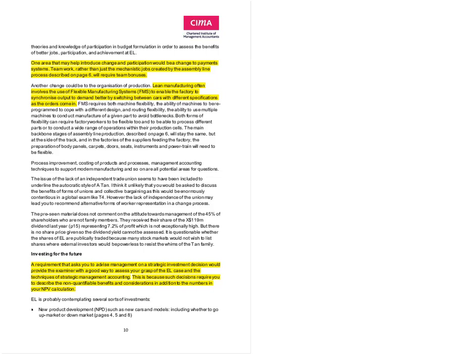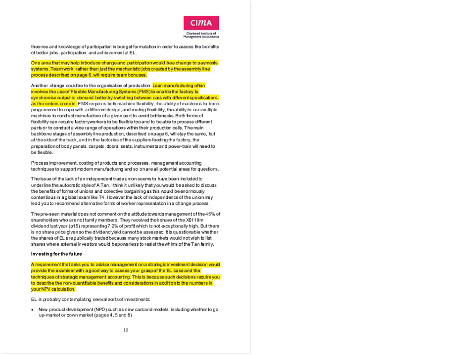A requirement that asks you to advise management on a strategic investment decision would be a good way to assess your grasp. And I think this is the most likely one from my reading of it. I can't say any more than that. But you've got to describe, of course, in an investment decision, not only the financial part of it, net present value, discounted cash flow, and so on, but also the non-quantifiable benefits and considerations as well. So this is a possibility.